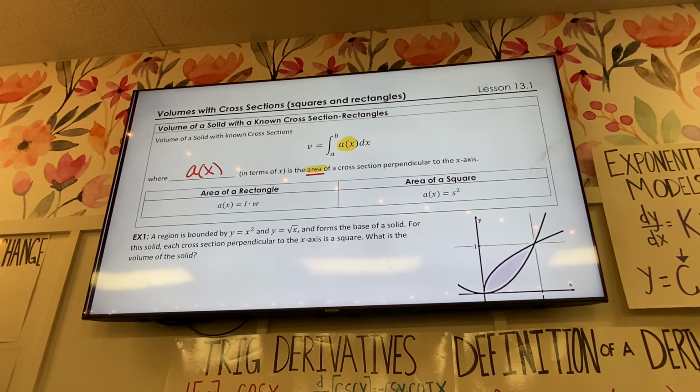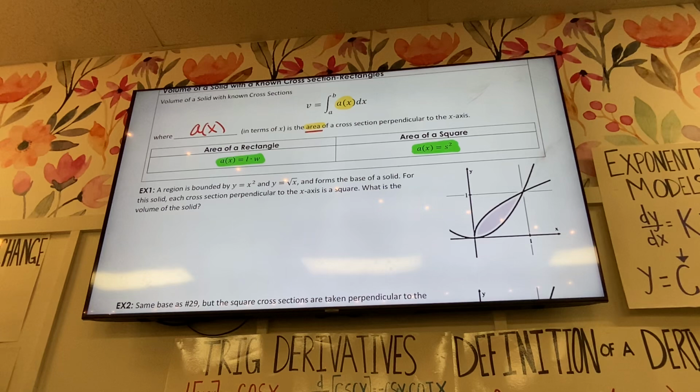Like I said, today we're going to be doing rectangles and squares. Now, what is the area of a rectangle? Length times width. And the area of a square? Side squared, s squared. Those are the two area formulas that we are going to be using today.